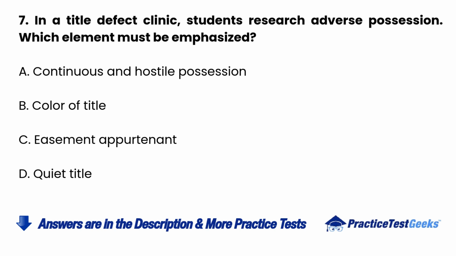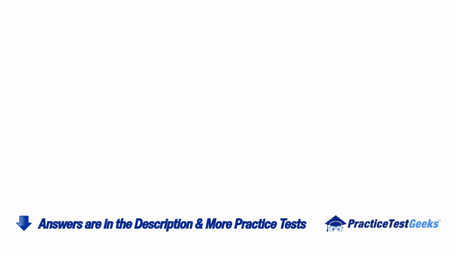Which element must be emphasized? A. Continuous and hostile possession. B. Color of title. C. Easement appurtenant. D. Quiet title.